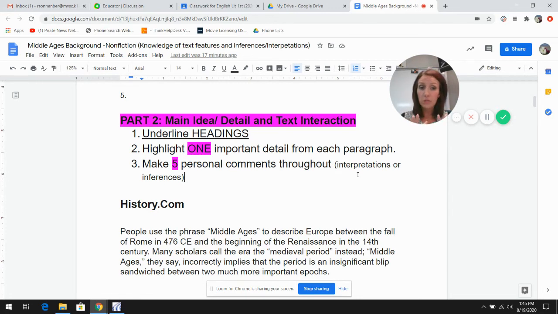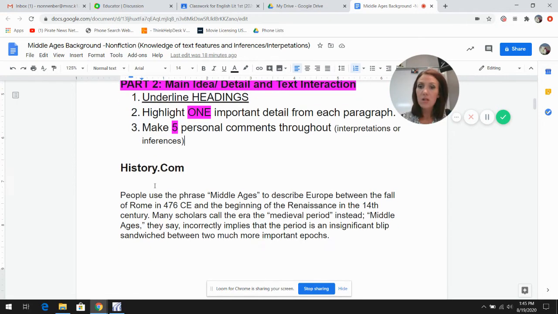No fear. I'm going to do a few for you, and then I'm going to let you try on your own. I'm going to model what it should look like. Please know that every heading is underlined. You're going to highlight one detail, and you're going to make 5 interpretations or inferences throughout the whole text. So 5, 5, 5 total through the whole thing. Okay, here we go.